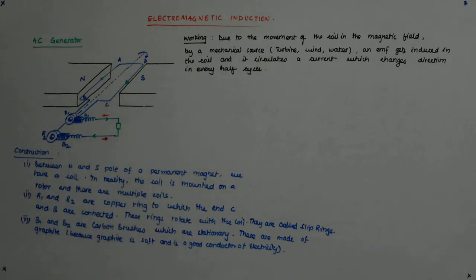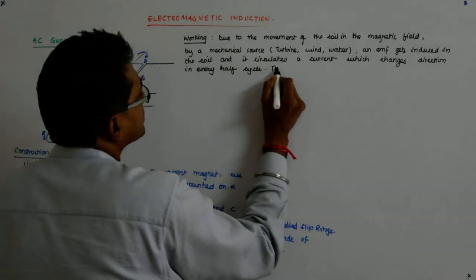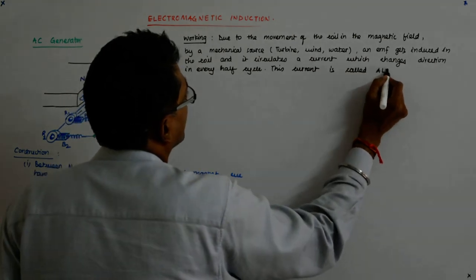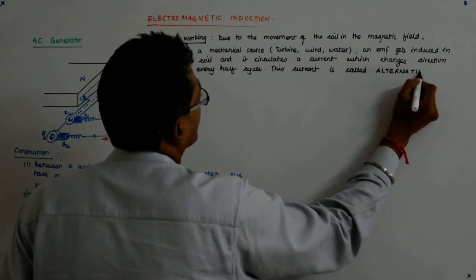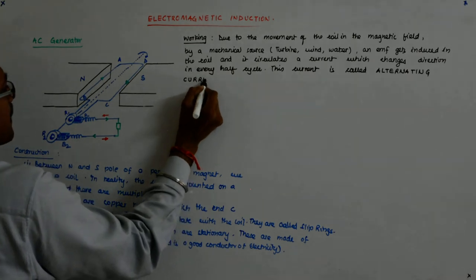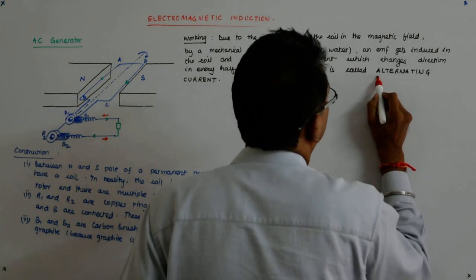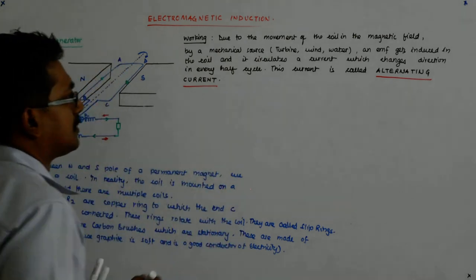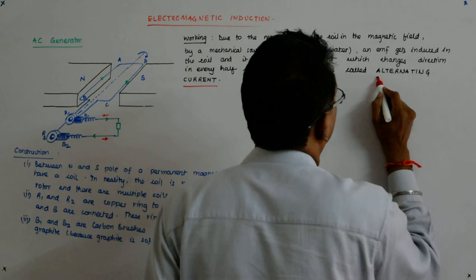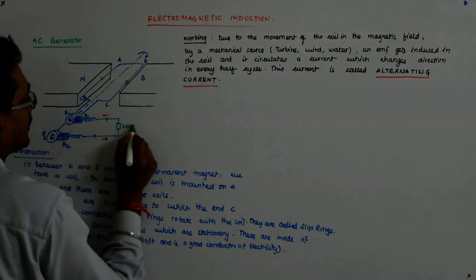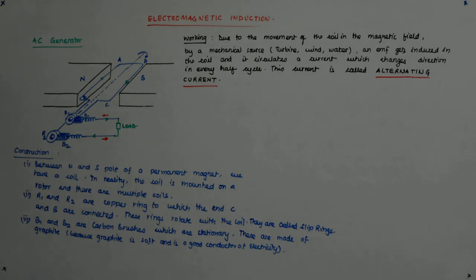So there's a change in the direction of current in every half cycle. This current is called alternating current. You see that? This is called an alternating current. This is the load. Now we'd like to have an expression for this. Okay?